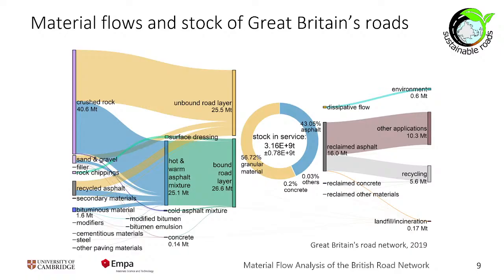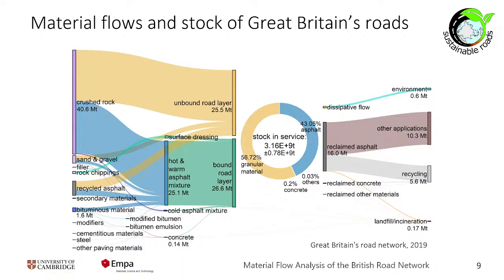Then let's see the import. Nearly 95% of all materials comes from minerals. It's mainly crushed rocks, sand and gravel, rock chippings, and of course the minerals in recycled asphalt. We have a little bit less of other materials like bitumen, and this whole thing is mixed, and then we get roughly 54% of asphalt coming into our system, maintaining our 43% asphalt in our stock.